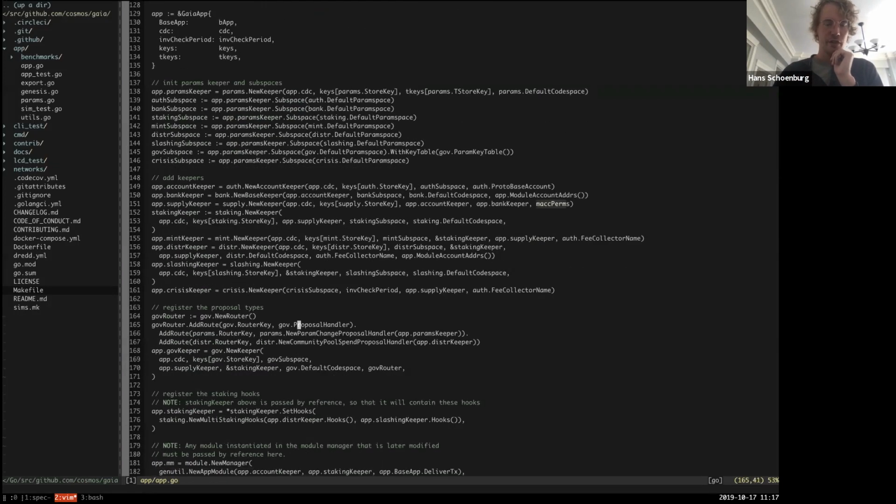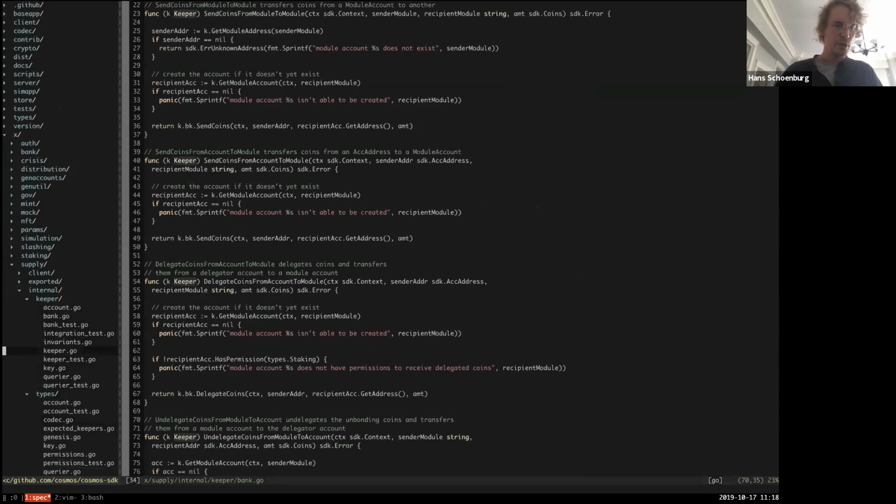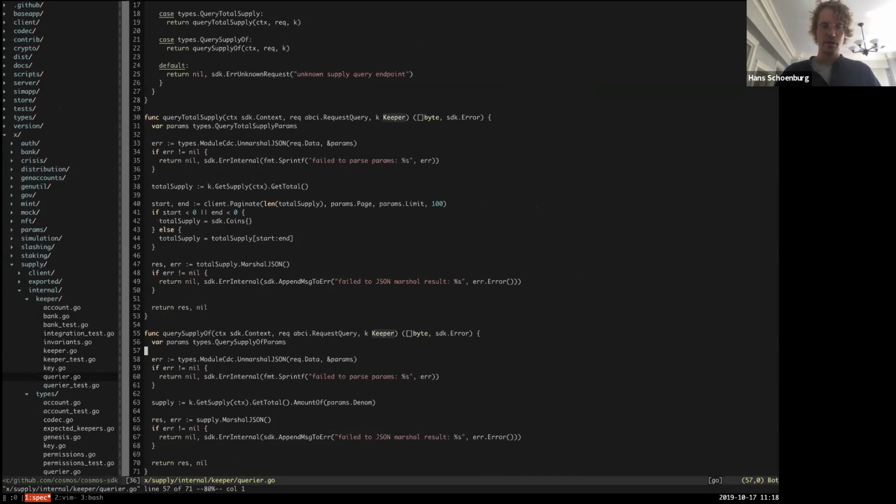So like the gov module burns coins. So it's given the supply keeper so that it can then, since it has the necessary permissions, affect the total supply. And then the supply module itself comes with a querier so that you can query like what's the total supply of a specific denomination of coin, and it just sort of tracks all your coin denominations across all modules and accounts. Cool. Yeah.